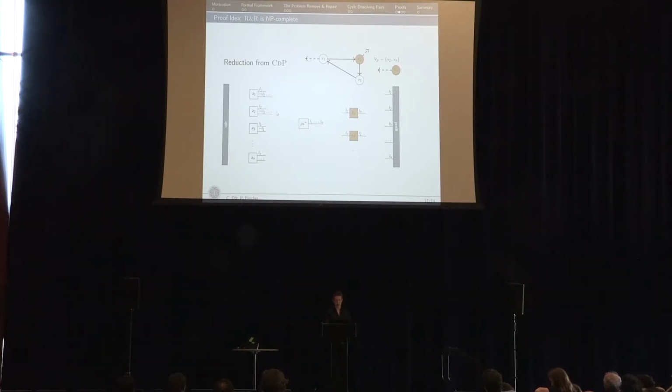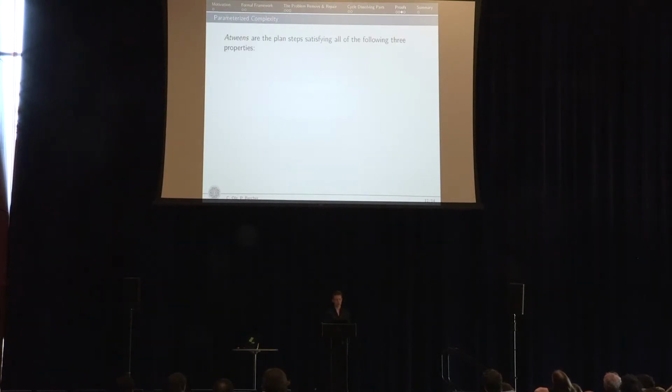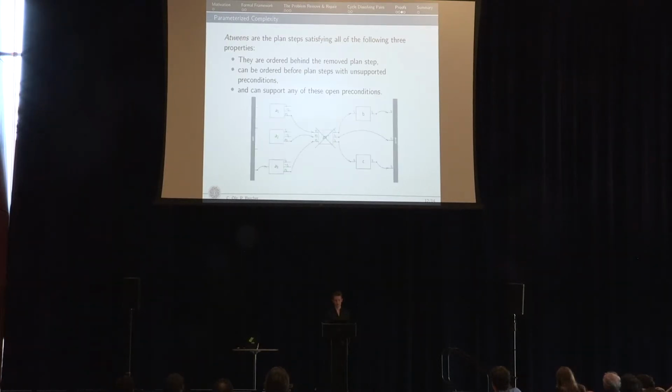So in a more general graph, those B and C's we call attweens, and these are those plan steps satisfying the following three properties. They are ordered behind the removed plan step, can be ordered before plan steps with unsupported preconditions, and can support any of these preconditions. So again, in the example from the beginning, B and C are ordered after P star, and B can support a precondition of C and the other way around. So B and C are the attweens.